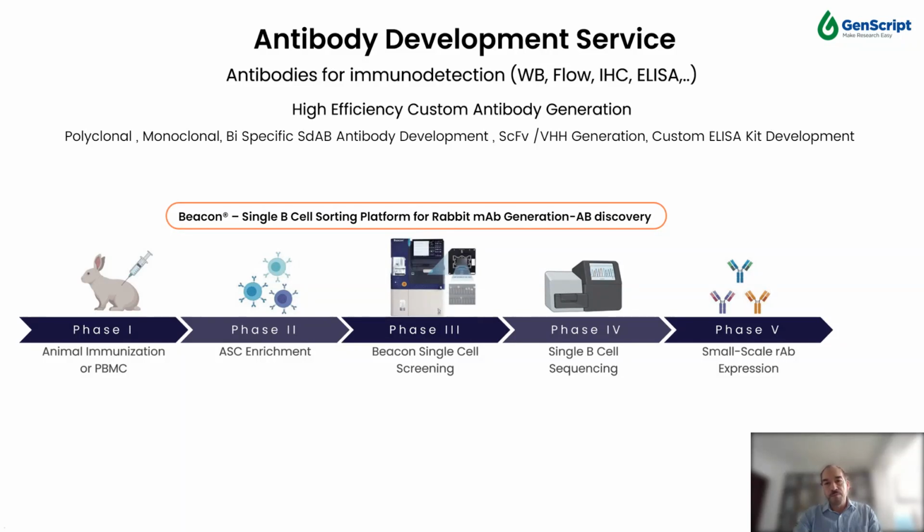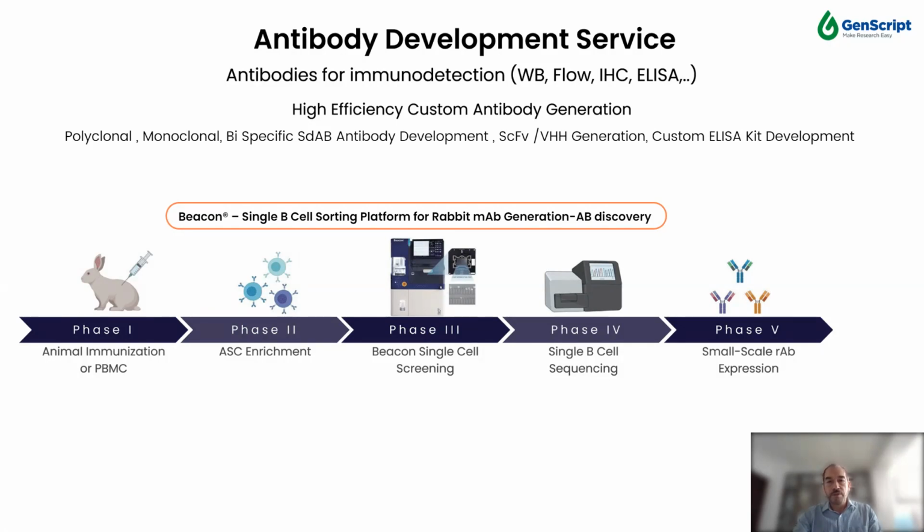We have multiple platforms for that, ranging from traditional hybridoma to phage display libraries, also where we have excellent rabbit monoclonal platform. Rabbit antibodies are very well known for being very specific. So they're very often the antibody of choice for various assays in the target discovery stage. So we have a very efficient platform in that regard.